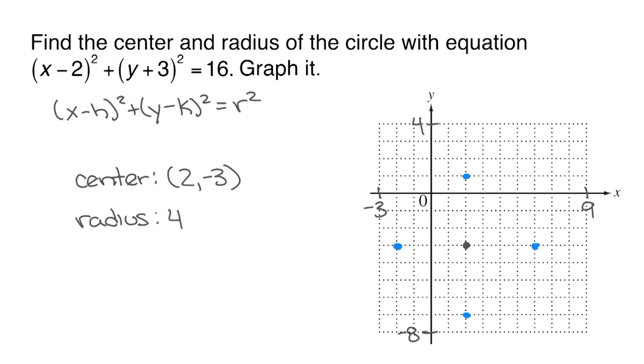Now we have 4 points on the circle. We then connect the points with a smooth curve in order to graph the circle.